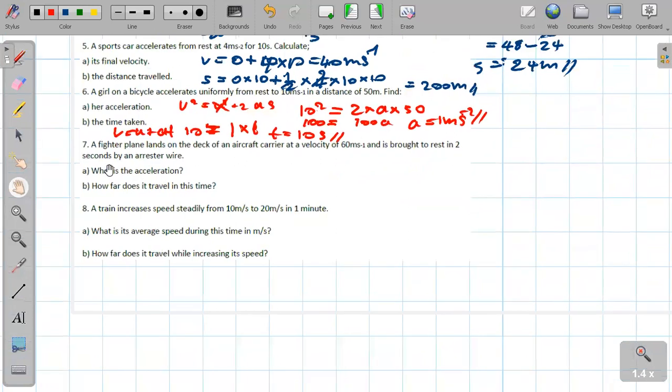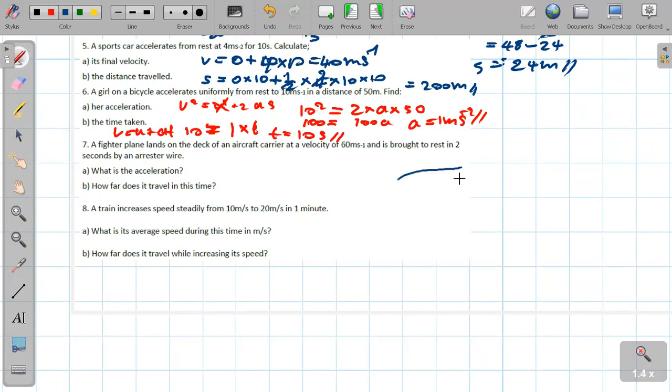Now the seventh one. A fighter plane lands on the deck of an aircraft carrier with a velocity of 60 ms⁻¹ and it is brought to rest in 2 seconds by an arrestor wire. What is the acceleration? Have you ever seen this arrestor wire phenomenon?